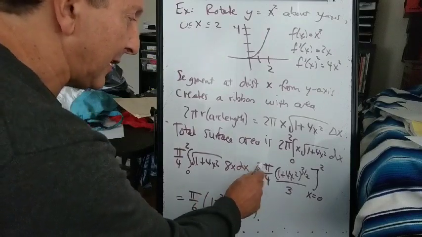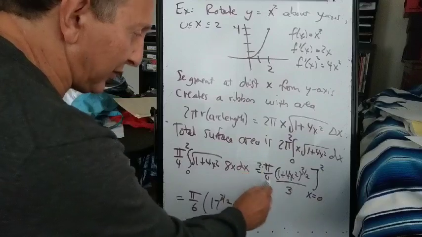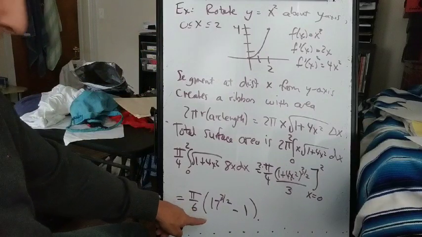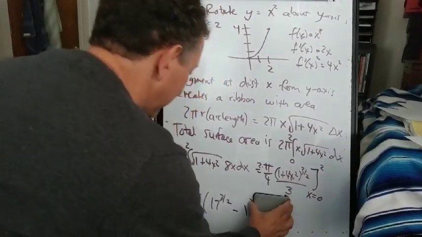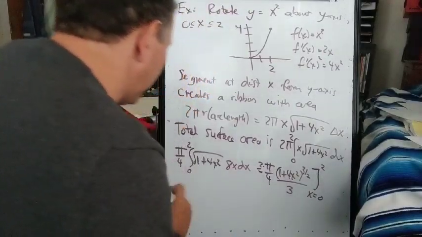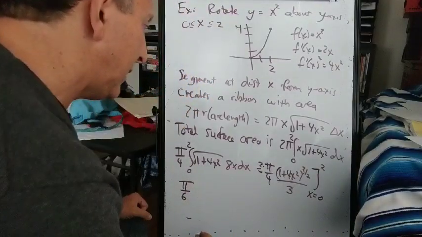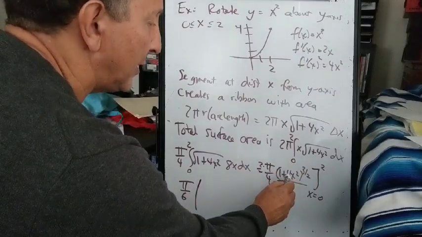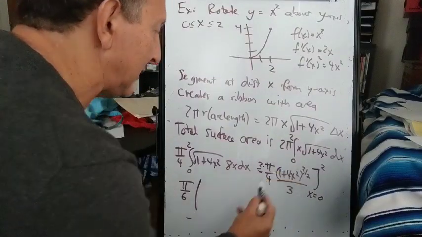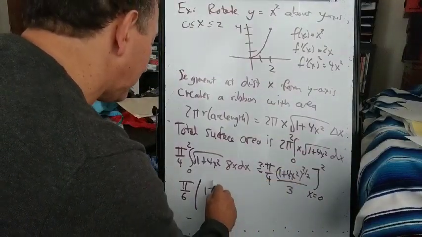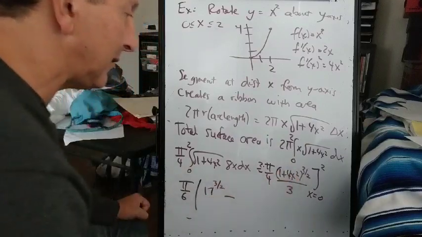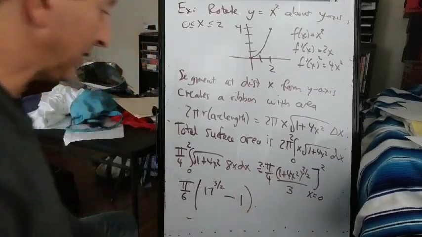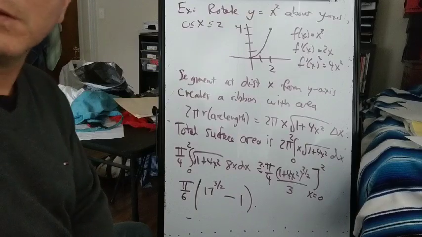And the fraction out here becomes pi over 6, since 2 over 4 cancels to 1/2. Pi over 6. And I hope it's going to be pi over 6, 17 to the 3/2 minus 1. We'll see. So we've got pi over 6. Then we plug in 2, and we've got 1 plus 4 times 4, 16. 17 to the 3/2. We plug in 0, this is 0, we've got 1 to the 3/2. So 17 to the 3/2 minus 1. So yes, indeed, we did get the same answer again.